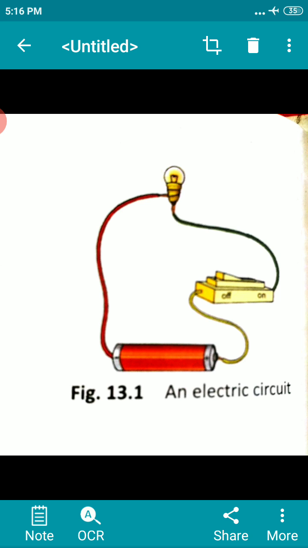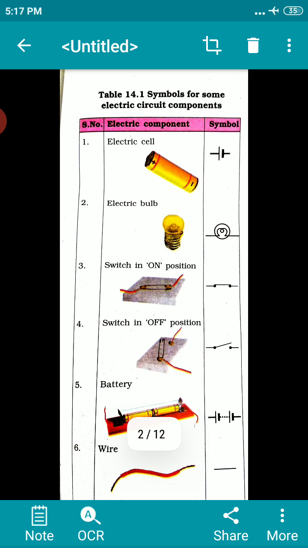But now in 7th standard you are going to study about the symbols. We are going to use the symbols used for the electric circuit. So now these are the symbols. Electric cell means one long line and the short line. The long line shows the positive terminal and the short one shows the negative terminal. Now, this is the electric bulb symbol. Now this is the switch.